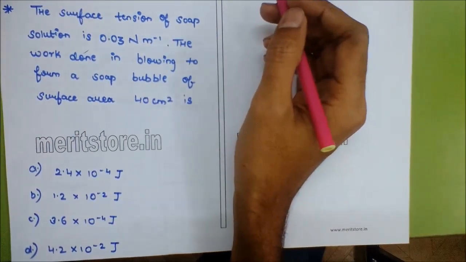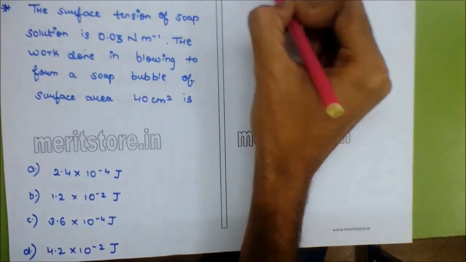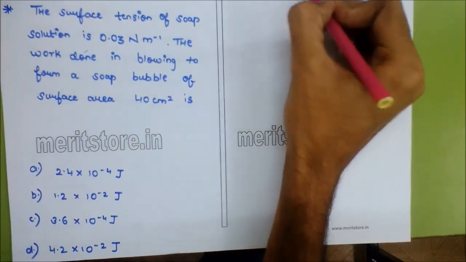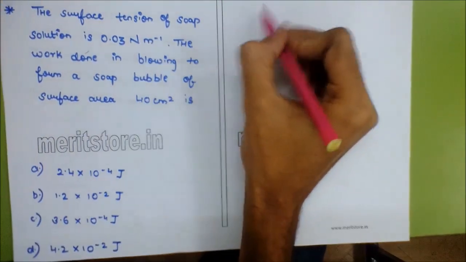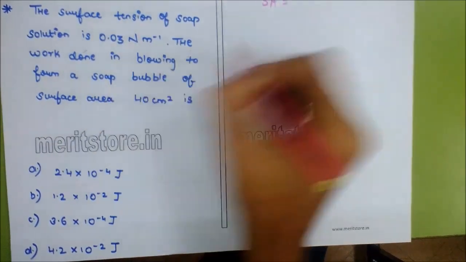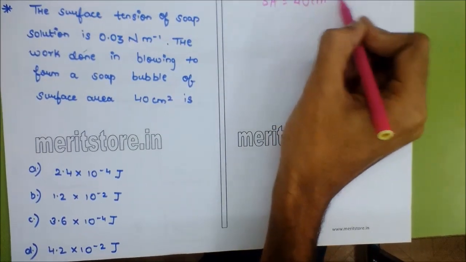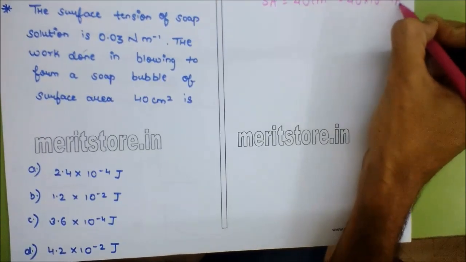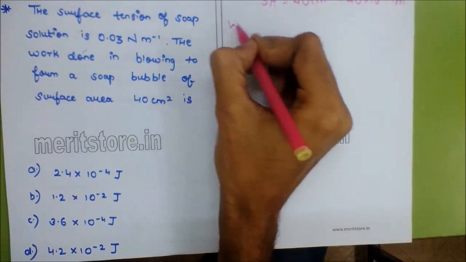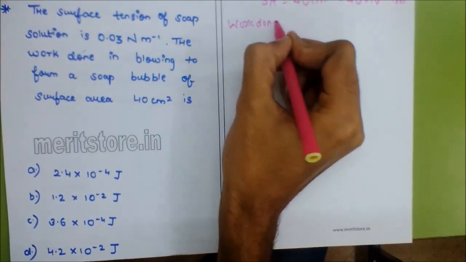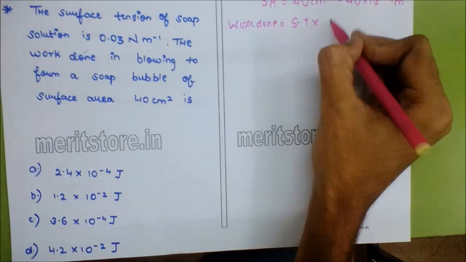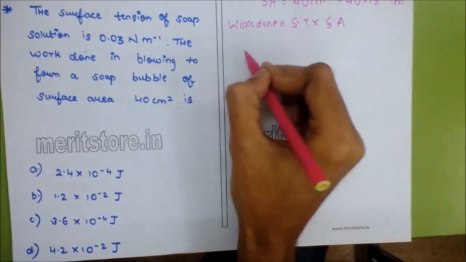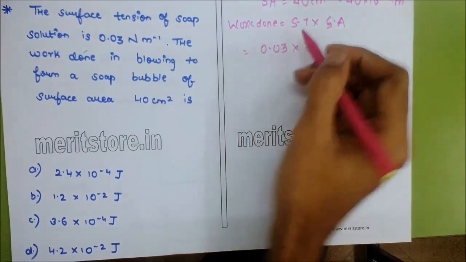So basically we need to find the work done. Surface tension given is 0.03 Newton per meter. Next we have the surface area, which is 40 centimeter square. So we will be changing it to meters: 40 into 10 raised to minus 4 meters square. Next we will find the work done. Work done is equal to surface tension into the change in the surface area. So surface tension is 0.03 into surface area.